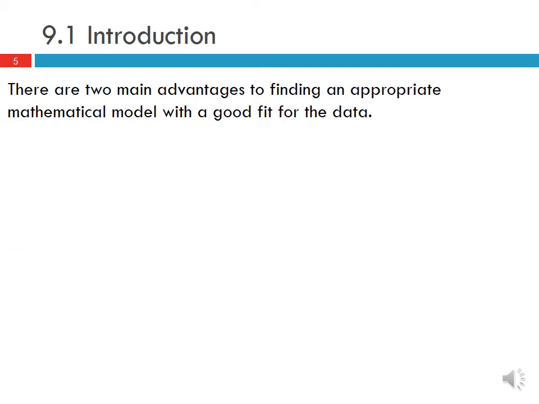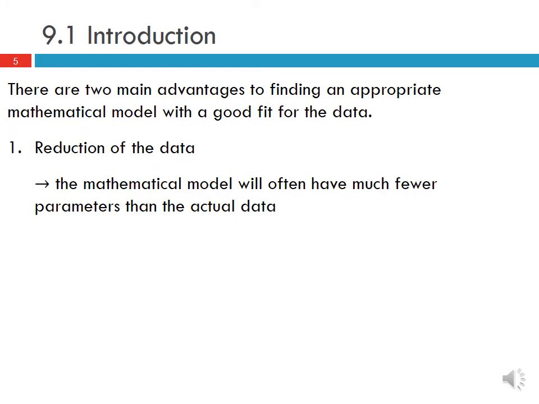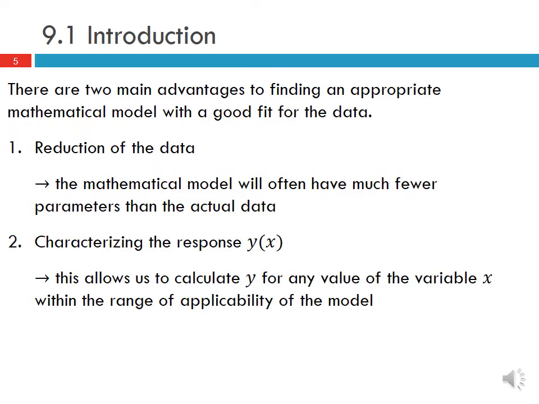There are two main advantages to finding an appropriate mathematical model with a good fit for the data. The first is reduction of the data. The mathematical model will often have much fewer parameters than the actual data. The second is characterizing the response y of x. This allows us to calculate y for any value of the variable x within the range of applicability of the model.